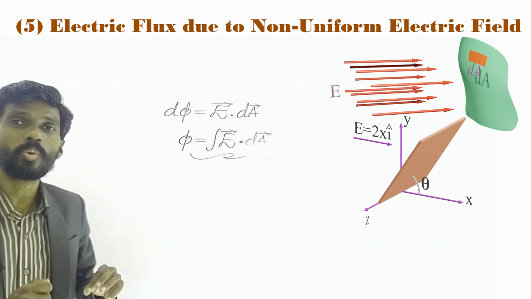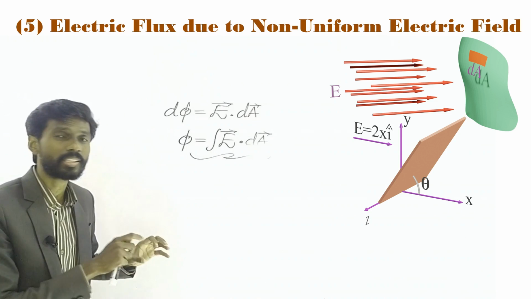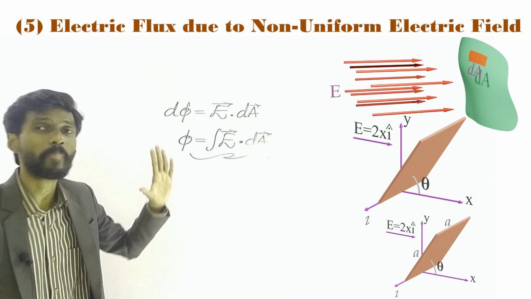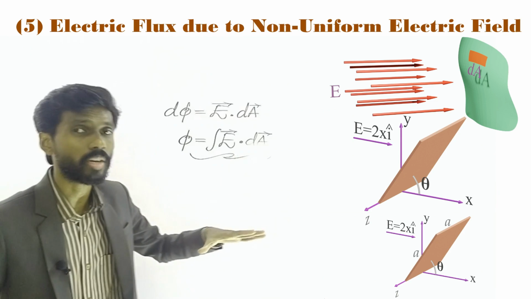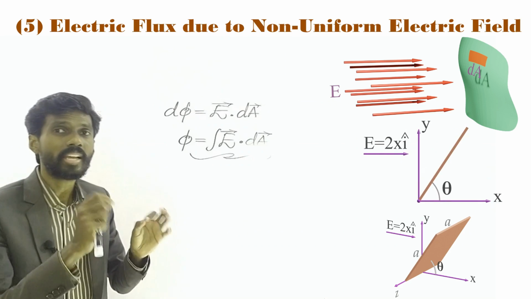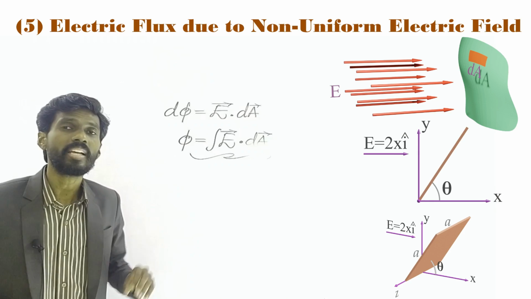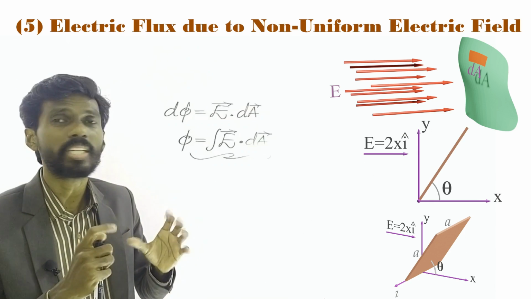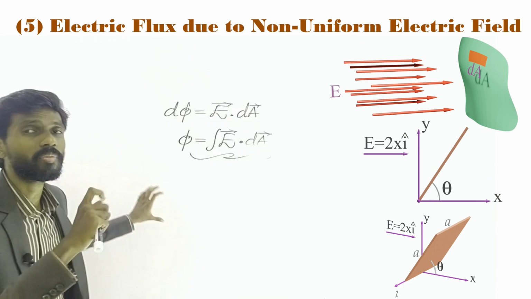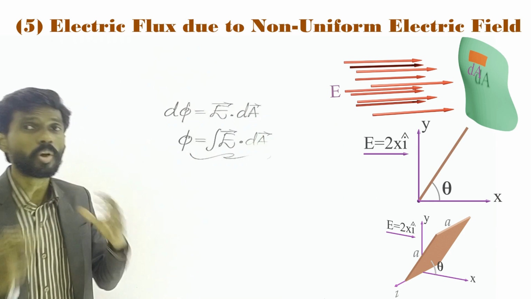Say the E vector is 2x i cap. That is similar to what we did previously, right? But the surface here is not parallel or perpendicular to the coordinate axis. It is a square, but it is making some angle theta with the horizontal. That means at different points on the surface, the value of x is different. X is not constant at any point on the surface, so the electric field is also a variable. At different points on the surface, the electric field will have different values. So we have to use this formula for a non-uniform electric field.